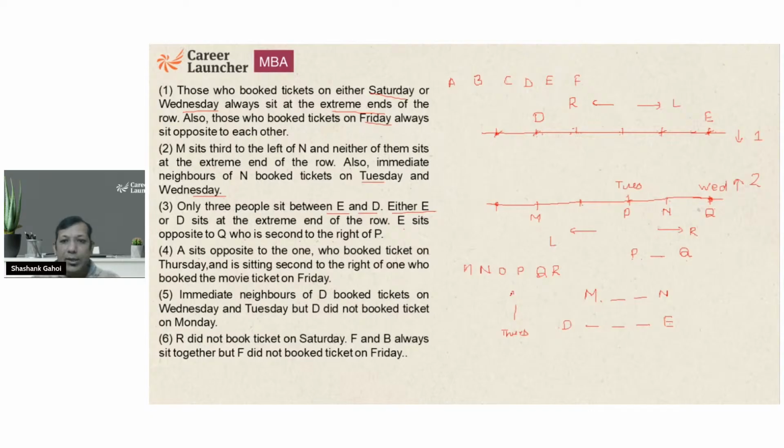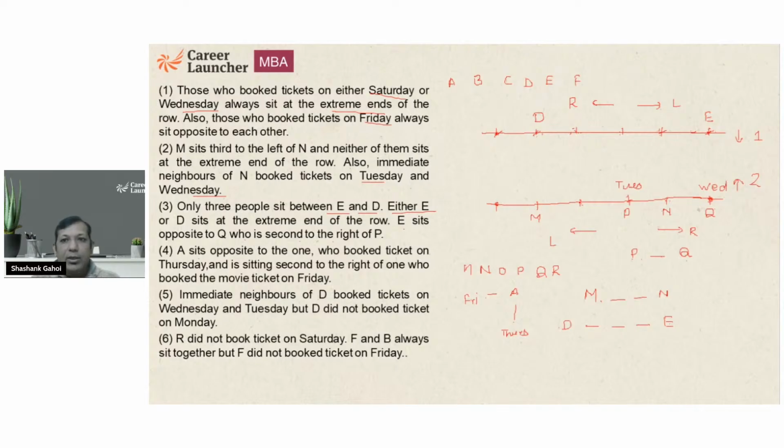Opposite to that is A. Okay, and is second to the right of one who booked movie ticket on Friday. Okay, so this is going to be Friday. So I got Friday, then dash, then A, then Thursday. So if A is here, then this must be Thursday, this must be Friday. Okay, that works. If A is here, not possible because this is Tuesday.